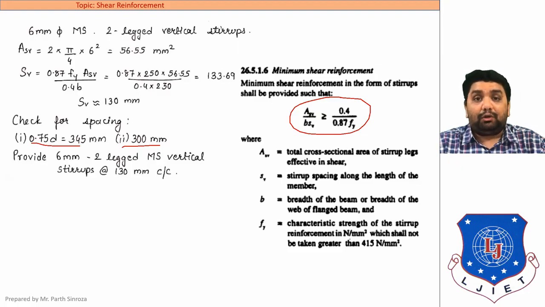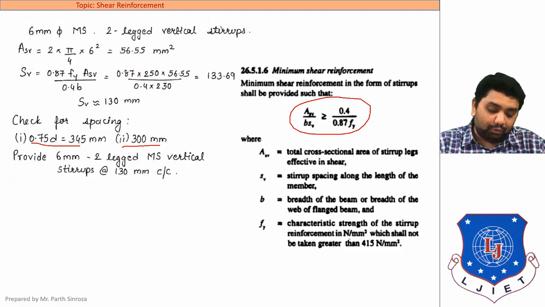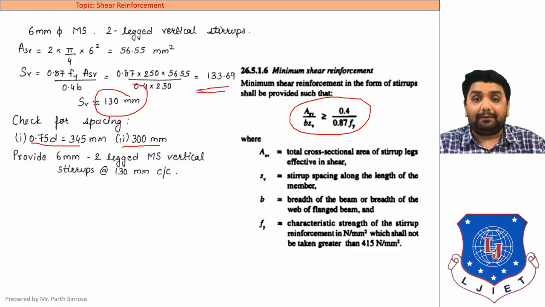For tau v less than tau c, we will be getting 3 answers, and for tau v greater than tau c, we will be getting 4 answers. So finally we'll be providing the spacing value which is the smallest of 3 in this case, which comes out to be 130 mm. Now the final answer here was 133.